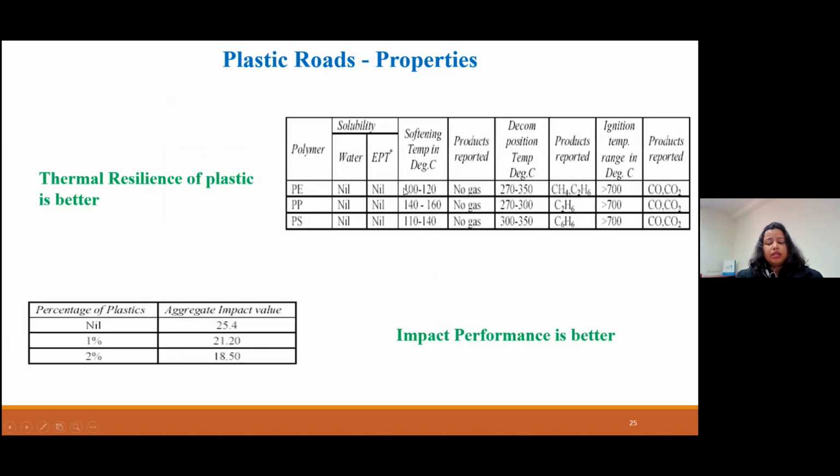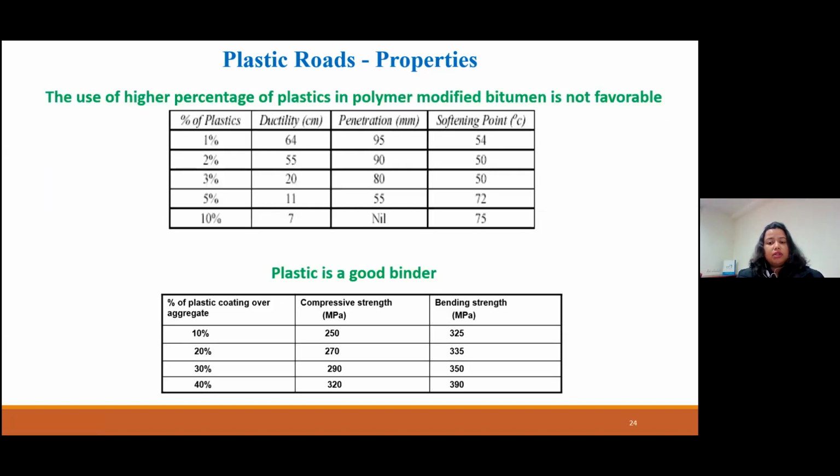Yes, you can see here the plastics have very high thermal resilience, and their softening points range from 100 to 160 degrees Celsius, which is too high. And our bitumen softening points, in our VG30 or 60-70 penetration grade or 80-90, 80-100 penetration grade, are not as high as the ones of the plastic. So the more percentage of plastic you keep on adding, the higher the softening point temperature is going to be.